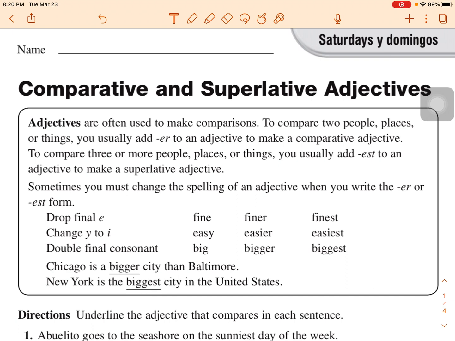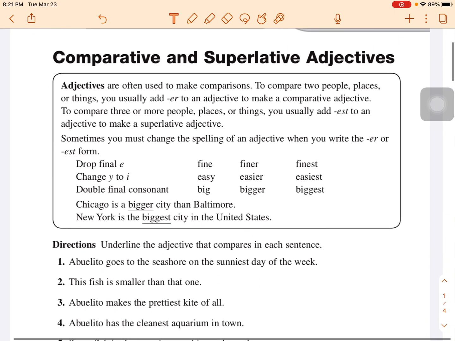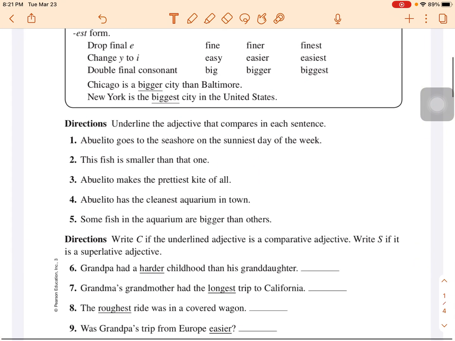First of all, you can add the ending ER to an adjective or EST to an adjective to make it a comparative or superlative adjective. Now, the difference here is that when you add ER to the end of the word, you are comparing two things. When you add EST to the end of a word, you are comparing more than two things, three or more. So let's take a look here. This is what you should do.